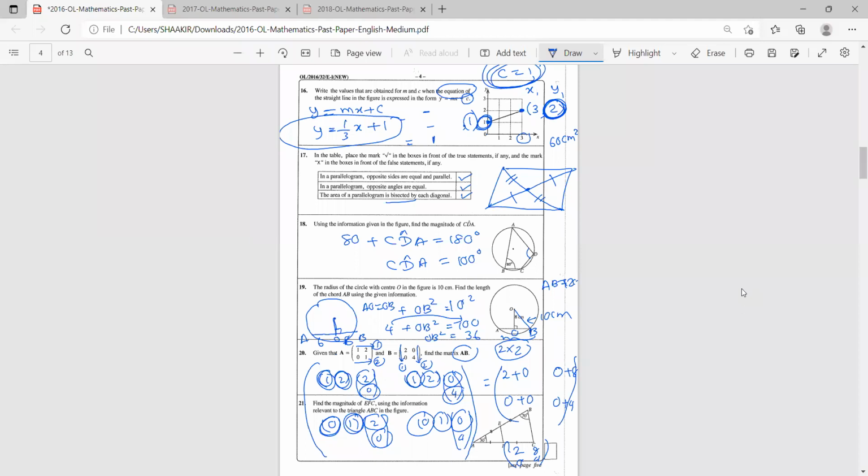So always remember, when you are multiplying, you have to multiply row by column.